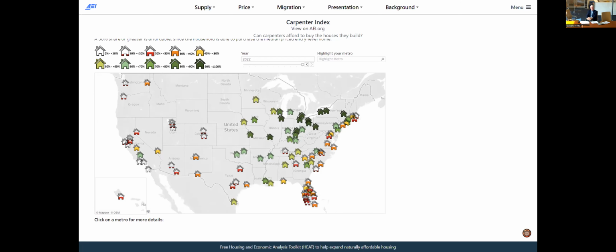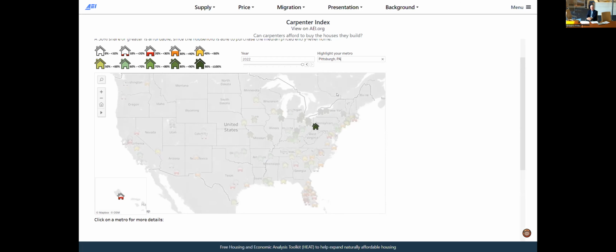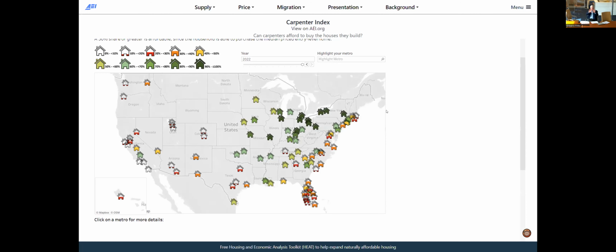If you go to a place like Pittsburgh, you'll see a very different result. Just hover on Pittsburgh. Yeah, there we go. And you'll see Pittsburgh is tied for 100 out of 100 as the best, because the carpenter can afford 100% of entry-level homes. And if you just do one other thing, Arthur, if you go back to turn off Pittsburgh and keep in mind's eye what this looks like, and now go back to 2012.